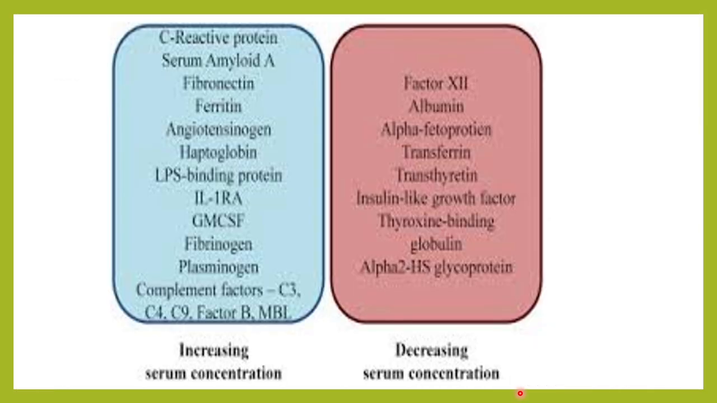I've told you that in acute injury, whenever the body is exposed to tissue damage or infections or trauma, a few of the acute phase reactants are increased and a few are decreased. C-reactive protein, serum amyloid A, fibronectin, ferritin, and fibrinogen are the acute phase reactants which are increased.